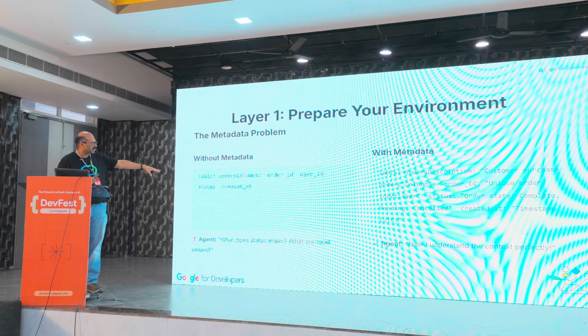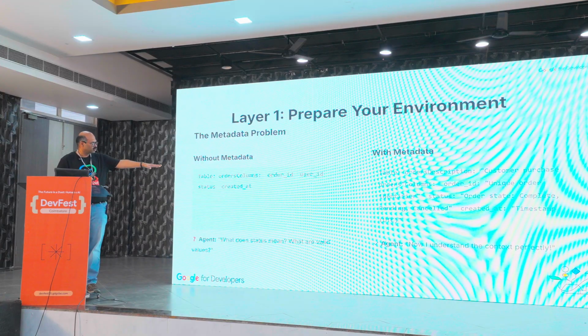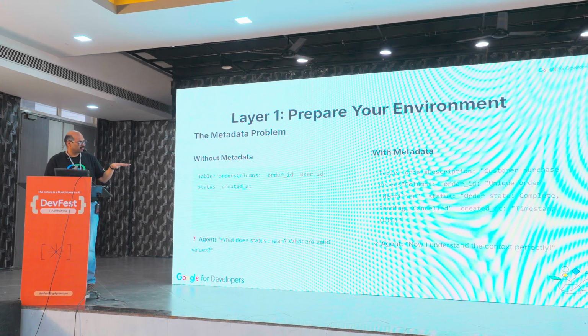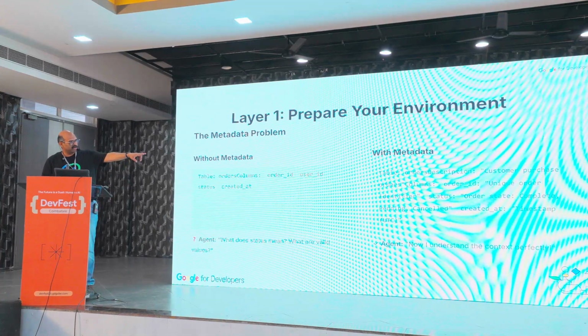If you just have a table defined in your database, which is called orders here, and you just have these columns, the agent doesn't really know what each of these means. It can interpret it based on its own training data, which may not necessarily be right. Especially the status: what are the valid values of the status? The agent doesn't know. So what you do is you provide metadata.